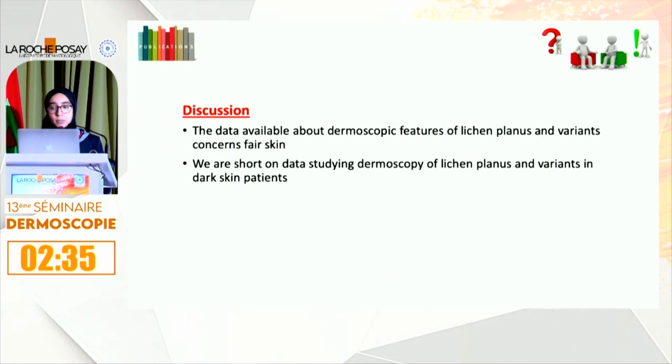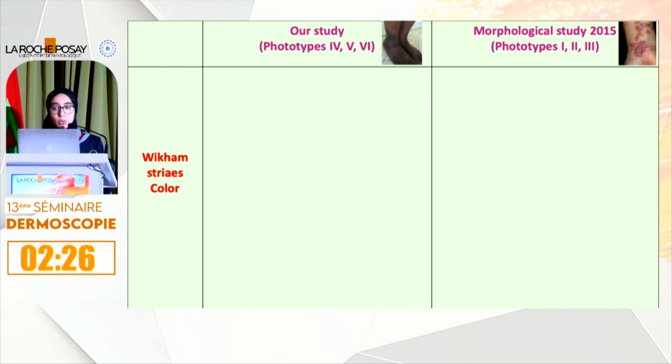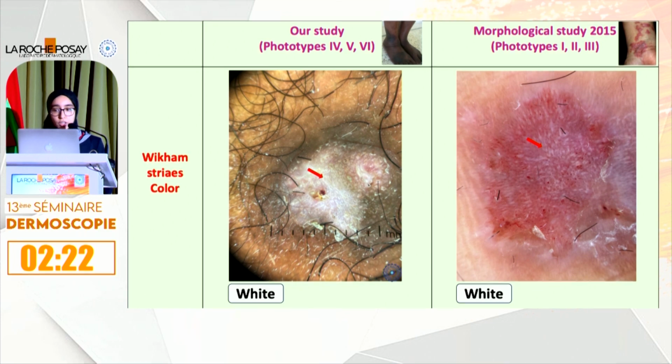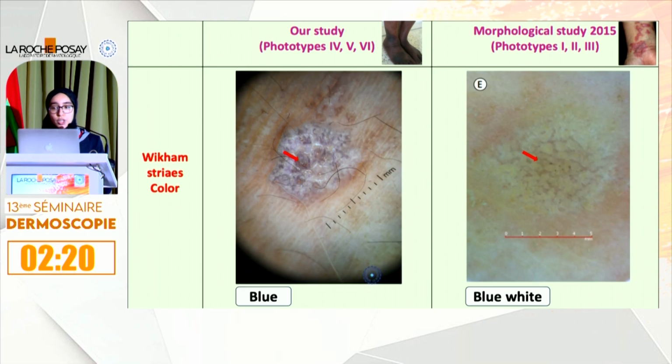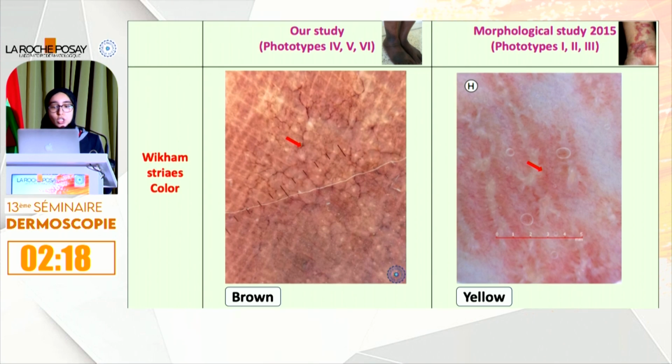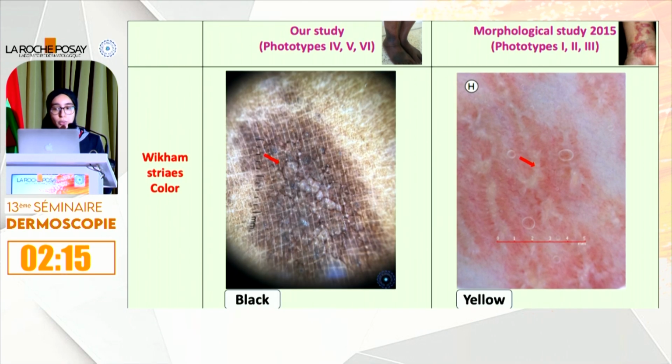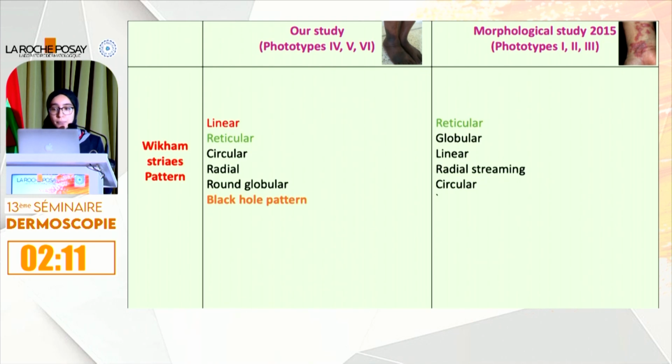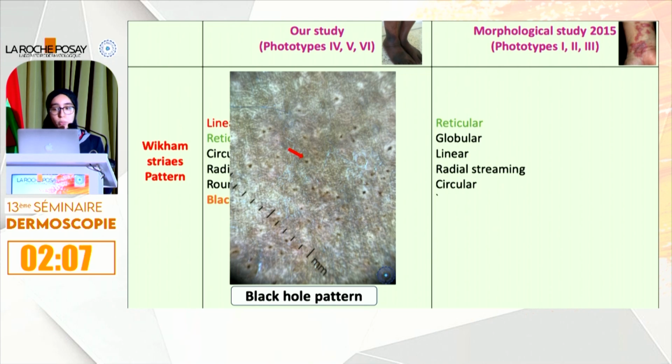The data available about dermoscopic features of lichen planus and its variants concerns mostly fair skin, while it is very short when it comes to dark skin patients. We compared our study to a morphological study conducted on light skin. The weakened striae color, white, was the same. They observed light shades from blue-white to yellow, while we observed dark hues from blue to brown to black. The morphology was the same as in light skin, yet we noted a captivating black hole pattern.